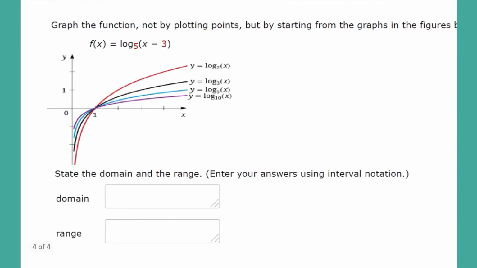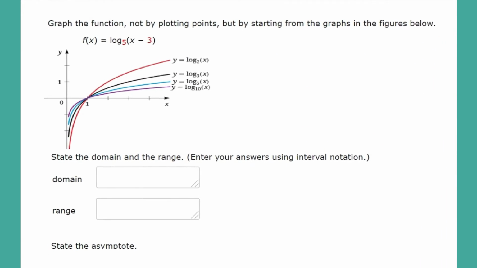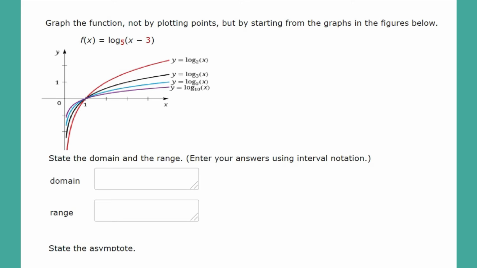Okay, this last problem says graph the function not by plotting points, but by starting from the graphs in the figures below. So they want us to do transformation. So first, we want to locate the parent function. The parent function would be, in this case, log base 5 of x, because that's what the base is here. So this is the parent function. So if we locate that one, that would be this blue one here.